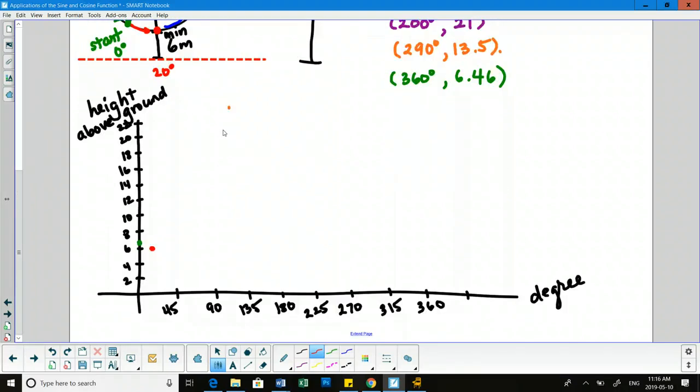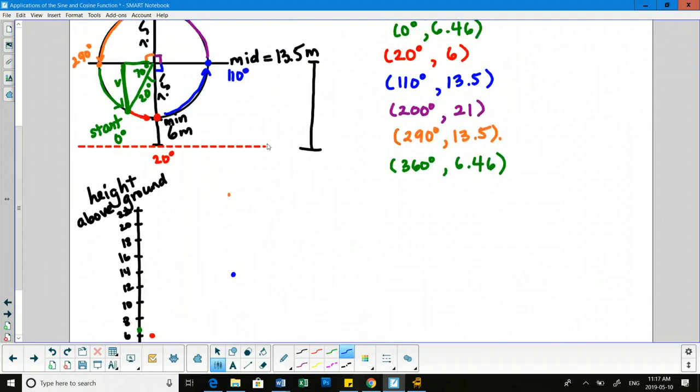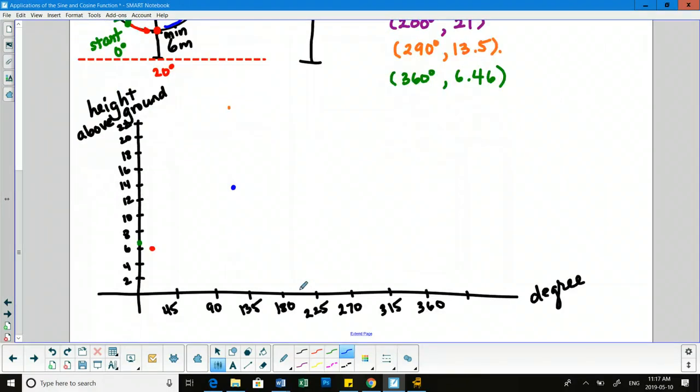And then our next point was 110, 13.5. So 110, just about here. We're up at 13.5. Maybe just over slightly. Okay, 221. And then 290, 13.5.